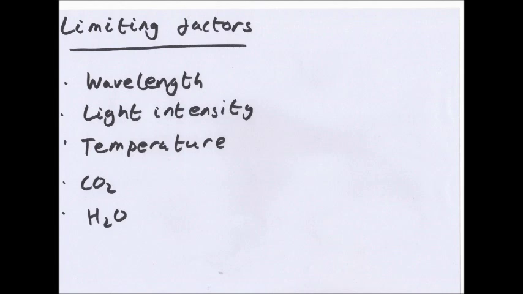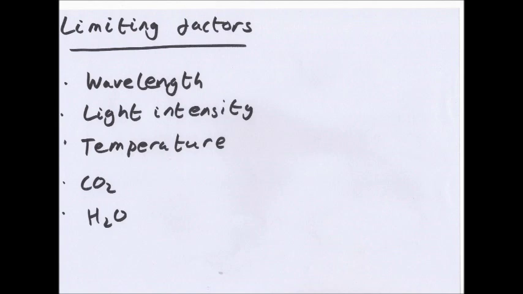Wavelength of light. As we said, red and blue are absorbed, green is reflected. So if you have a white light and then you put a green cover over it, so only green light comes through, photosynthesis will decrease because it's not getting the favourable absorption wavelength. If you put a red or blue colour over it, so it's red or blue light, photosynthesis will increase. It's not so much a limiting factor, but it is something which changes the rate of photosynthesis.